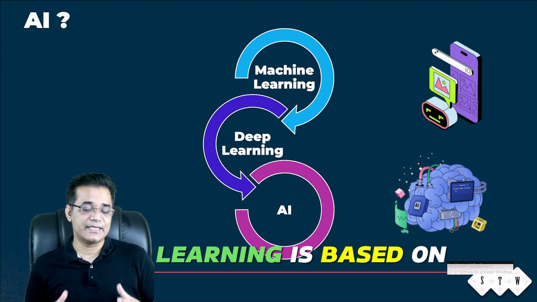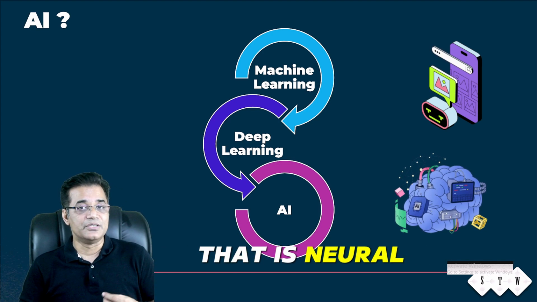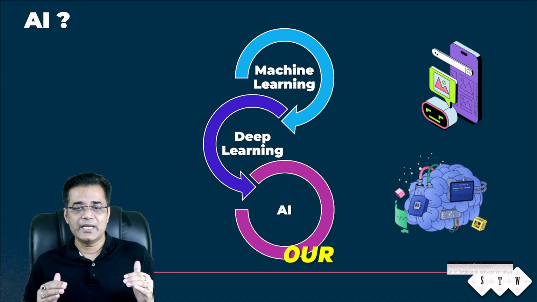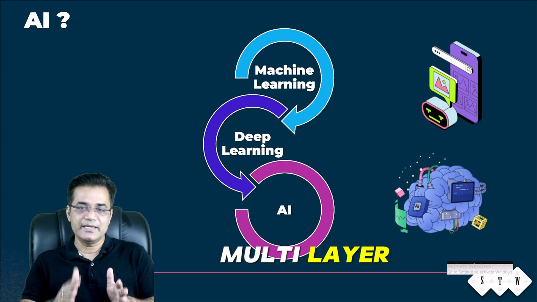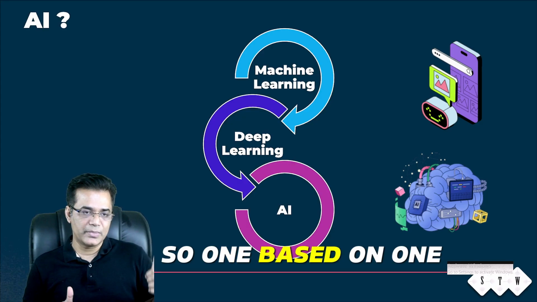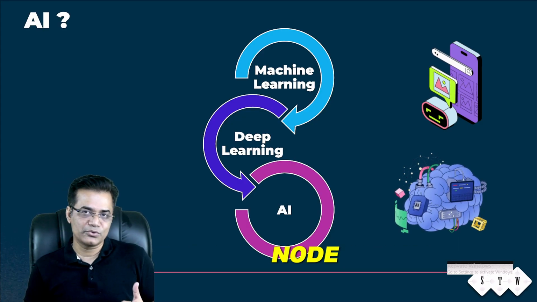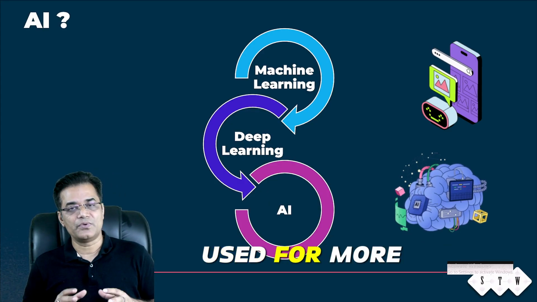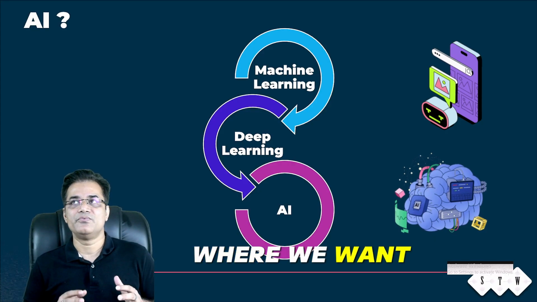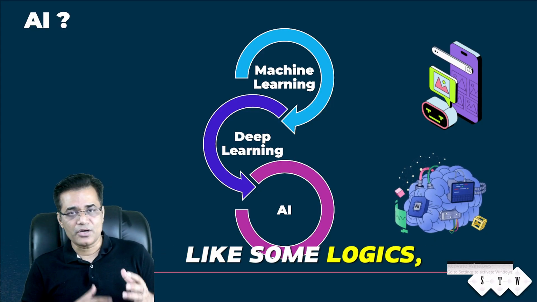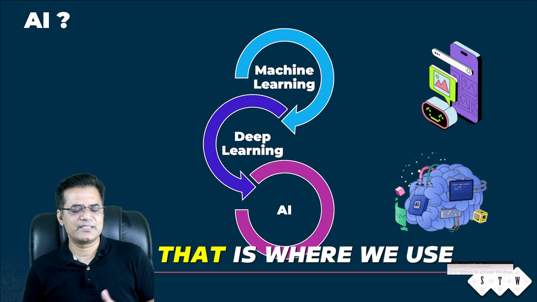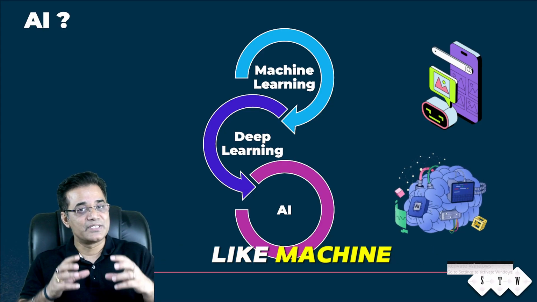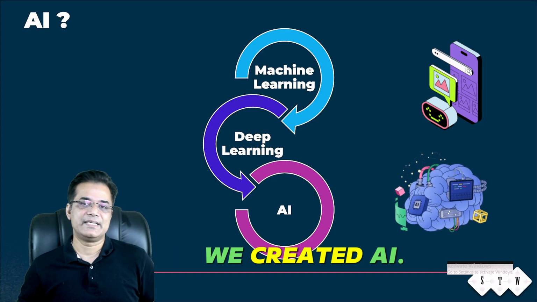Whereas deep learning is based on a different technology, the neural network, and a neural network is designed in a similar way to how our brain is designed, with multi-layer connections between nodes. Based on one node you will be able to identify the next node, and this is how you process the data. Deep learning is used for more complex data where we want predictions based on some logic, some more complicated sequence. And with the combination of both machine learning and deep learning, we created AI.